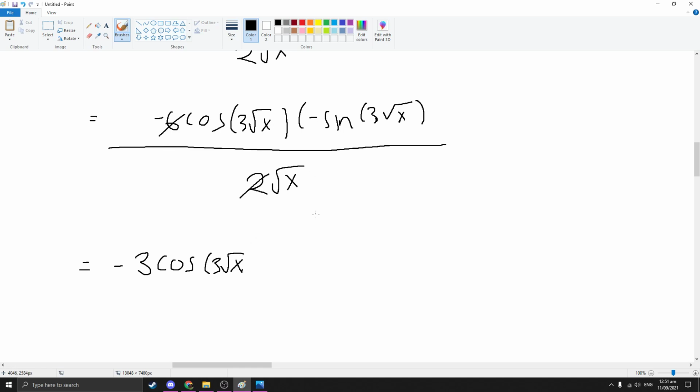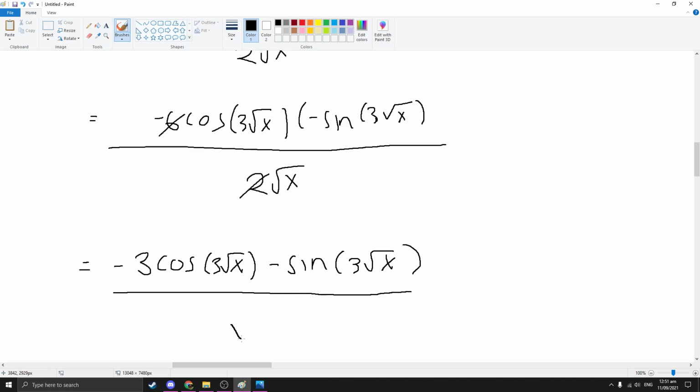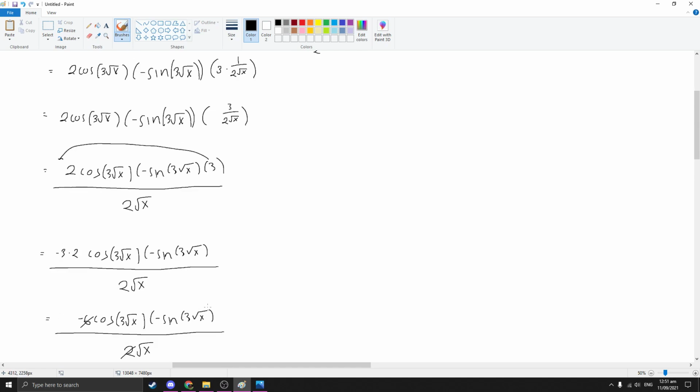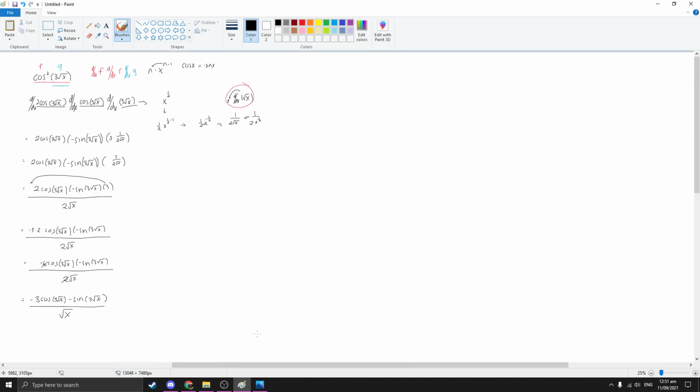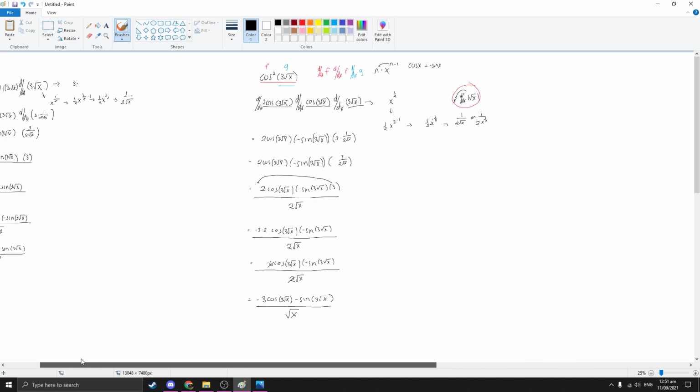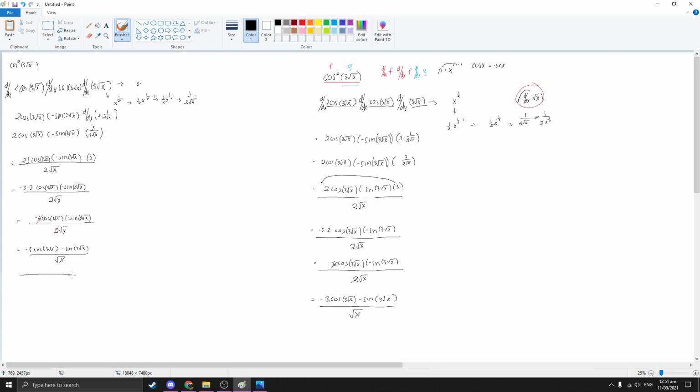Cosine 3 square root of x. So, tatanggalin mo na siya sa parenthesis. Actually, dapat kanina pa, sine 3 square root of x over square root of x. So, yan ang final solution. So, if ever na ma-confuse ka man, makakita ka ng ganitong kind ng equation, balikan mo lang itong video na to. Meron din tayong self-evaluation dito. So, ayan.